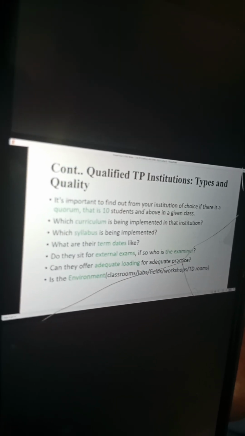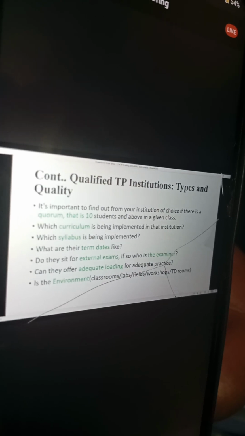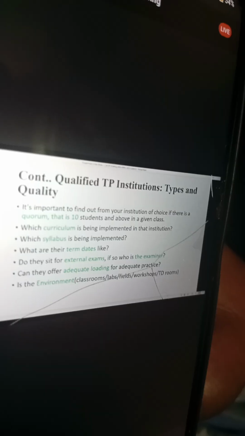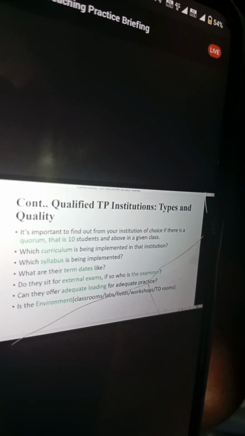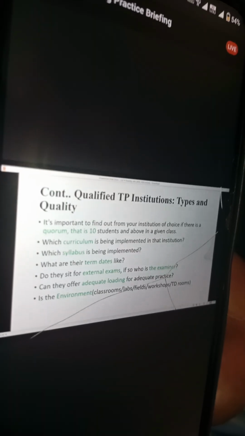Any quorum less than 10 will still defer you, tell you you've not practiced adequately. So please look for another place where you can practice in the coming term. So please do due diligence. Or in case you come on ground and you find you are teaching less than that, we will still not assess you. So do your due diligence. That is the lower mark.